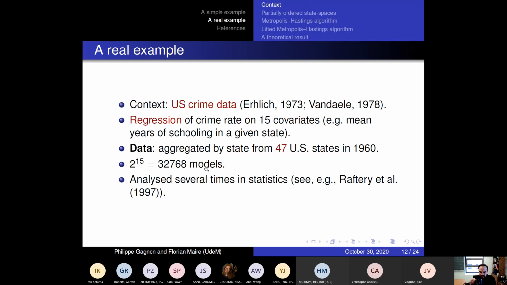As this data set was analyzed several times in statistics, for instance, by Raftery et al. in 1997. It's a paper that came out in JASA, and it's about model averaging in linear regression. Okay, and what we realized is that actually model averaging and lifted samplers have something in common. Okay, and I will explain to you what the point in common is.